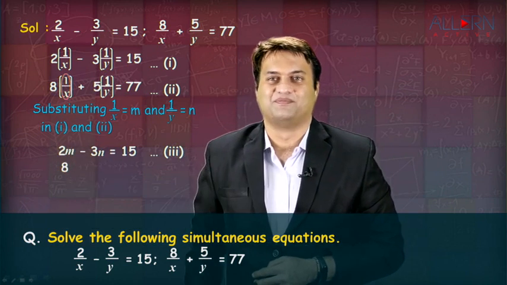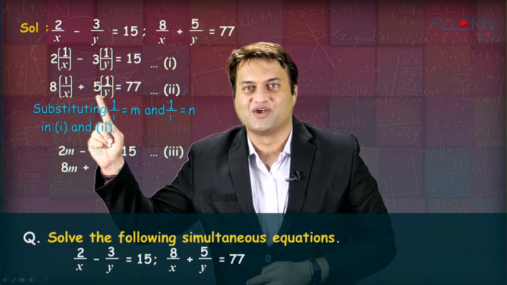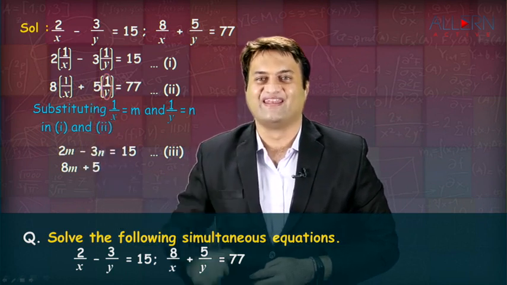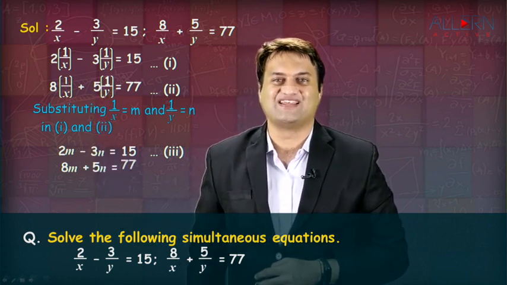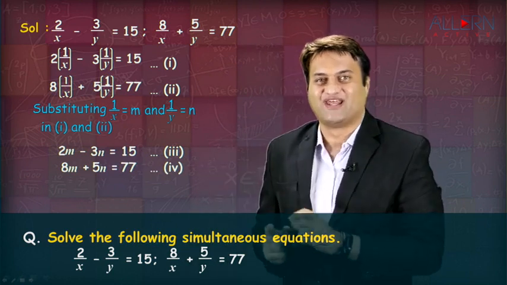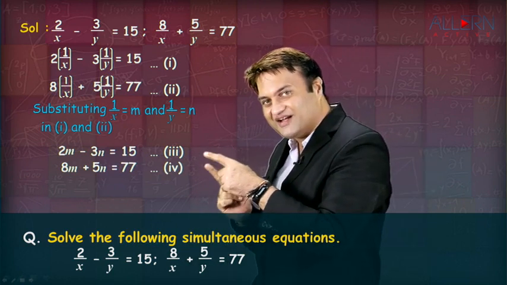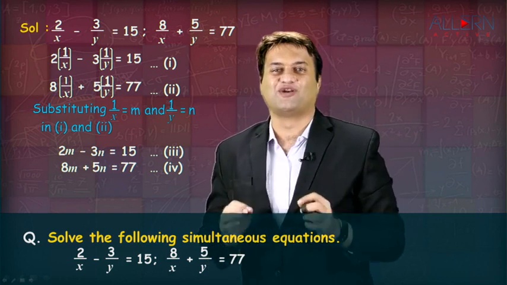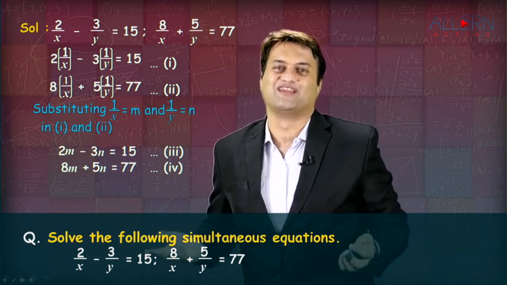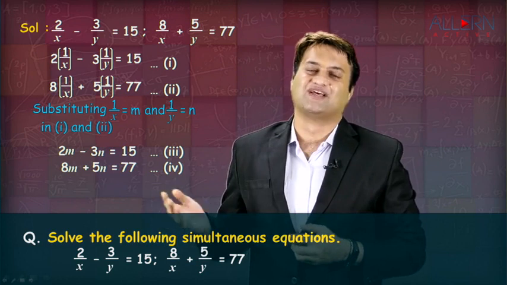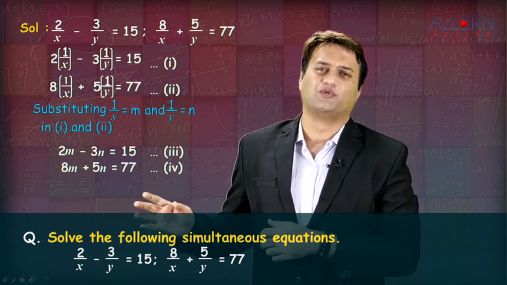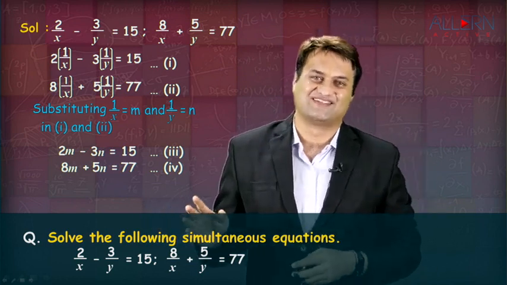8m plus 5n is equal to 17. Let this be the fourth equation. And look at these two equations now, the third and the fourth equation. Are we not getting two linear equations in two variables? Now we can solve this by any method. We generally prefer equating the coefficients method in this.